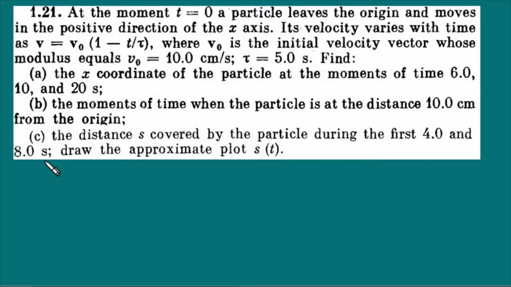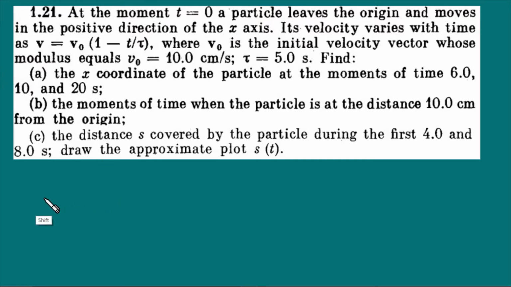Okay, so let's solve one more problem of this book, Irodov, and the question number is 1.21. Let's read this question. At the moment t is equal to 0, a particle leaves the origin and moves in the positive direction of the x-axis. So the particle is moving along the x-axis and is at the origin at t is equal to 0. This is really a simple situation initially.